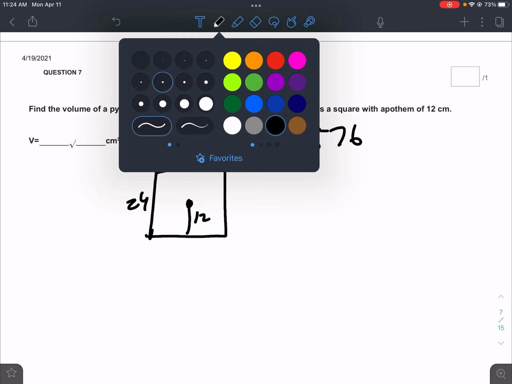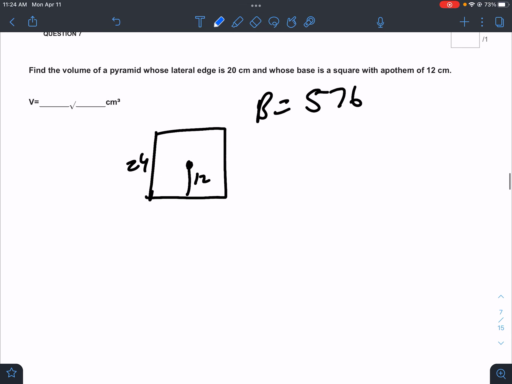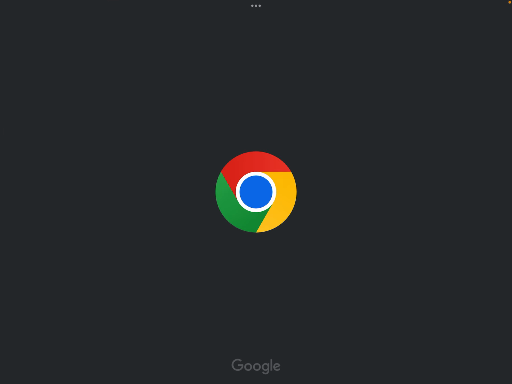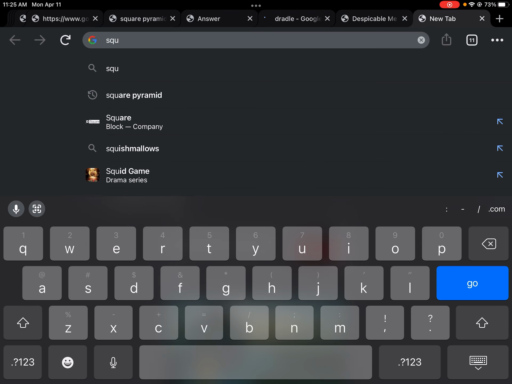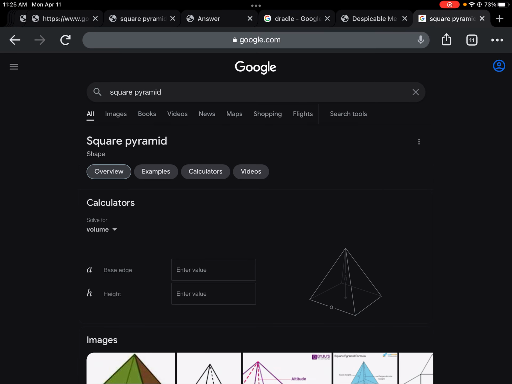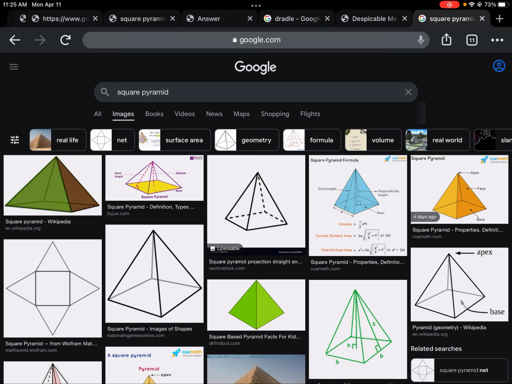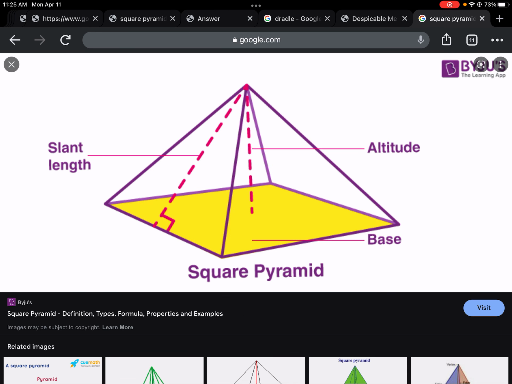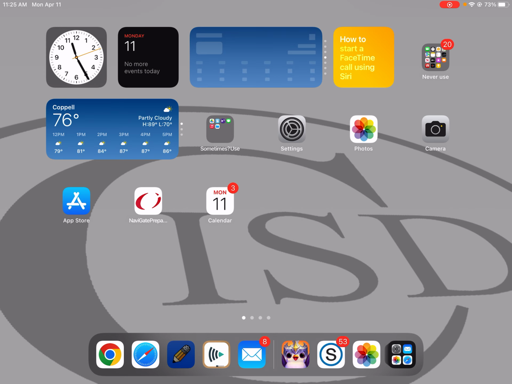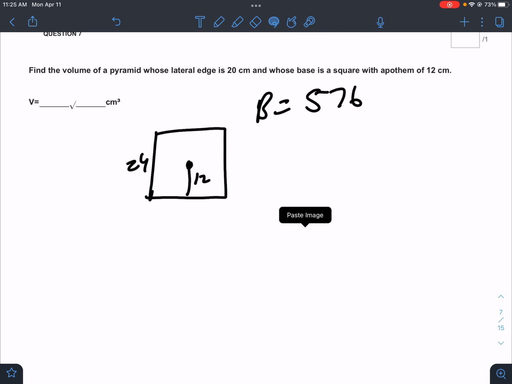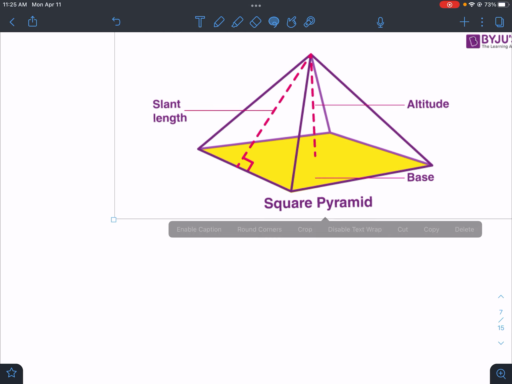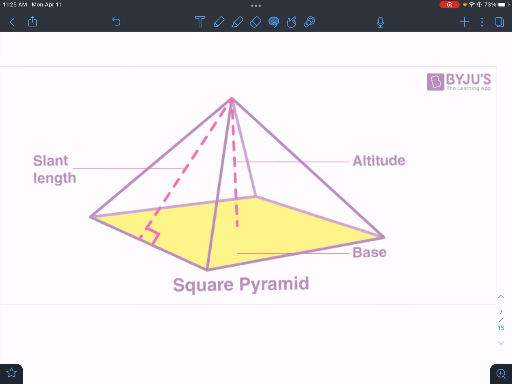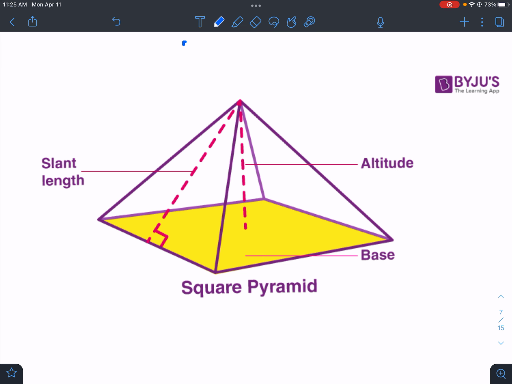We have a lateral edge. So let's go pull up a pyramid, square pyramid to be exact. Oh yeah, here's a good one. I've used this one before. Copy that one. All right, so let's take a look at our pyramid. I know some of you guys already have this down, and I really appreciate it. But if you don't have it down, now's your chance.